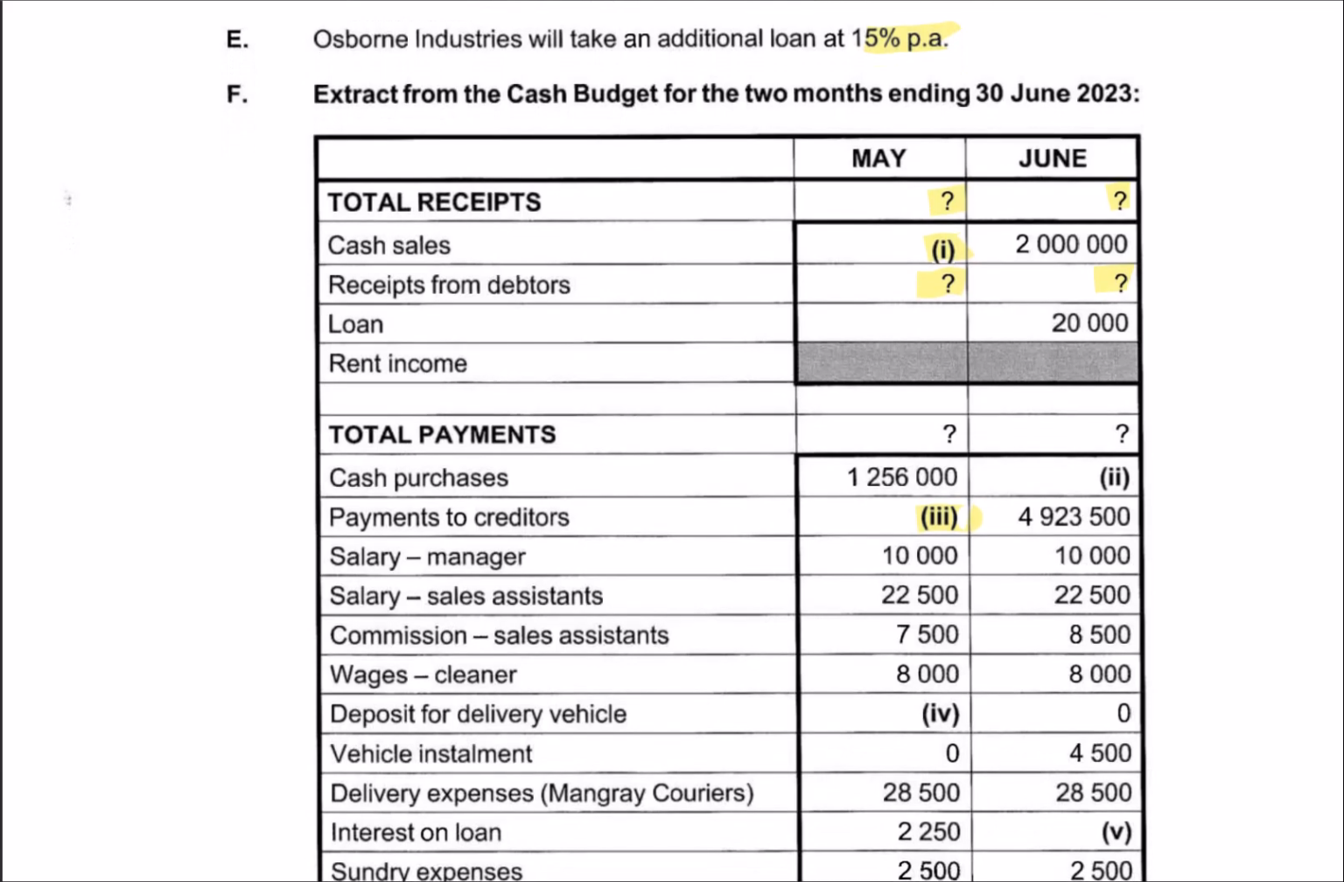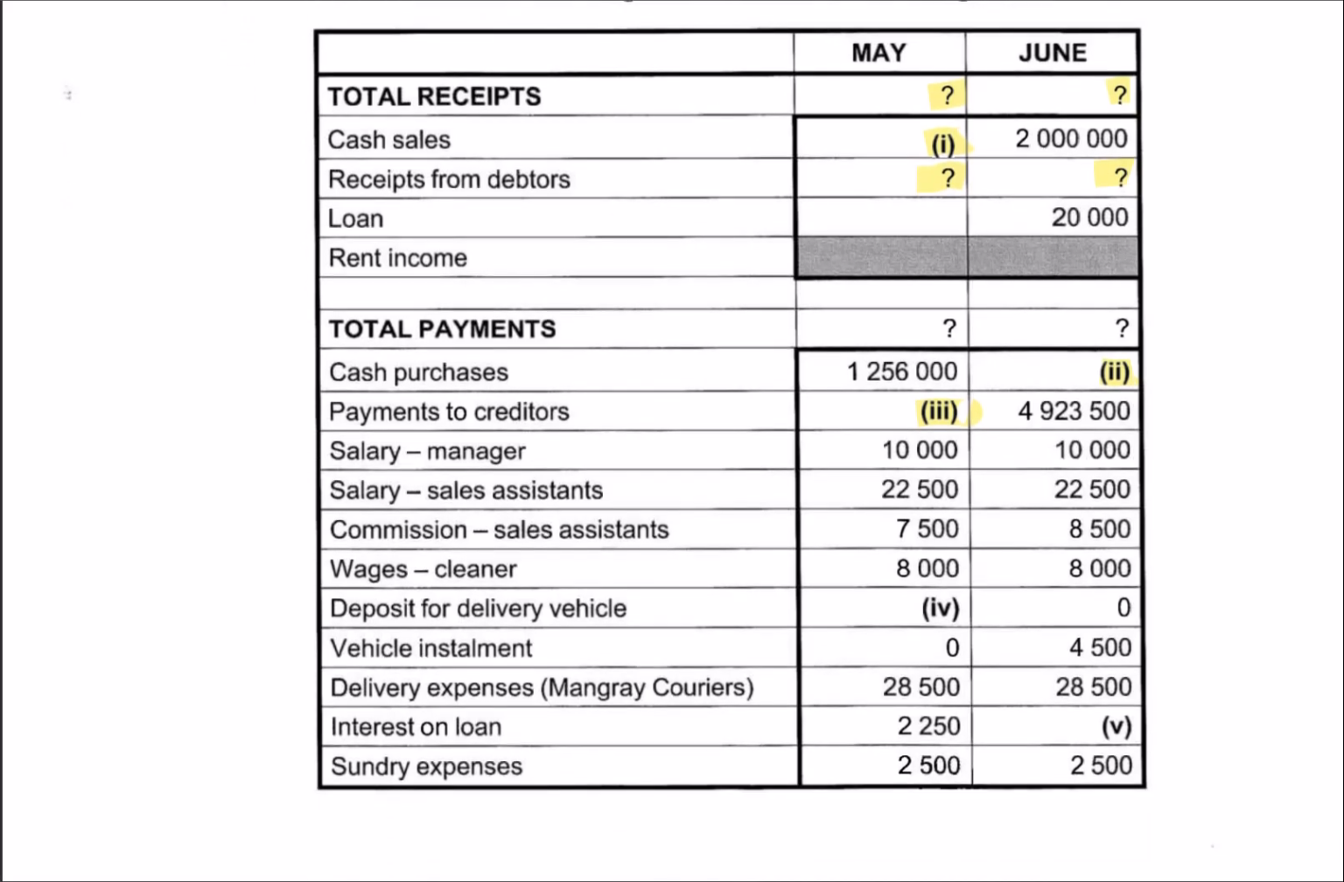Then we have cash purchases, we need to calculate this as well. Then salary to salary manager, 10,000. Salary sales assistants, commission sales assistants were given. Then wages cleaner, we given. Then deposit for delivery vehicle, we given. Then vehicle installments, we given. Then delivery expense, monthly couriers, that's given.